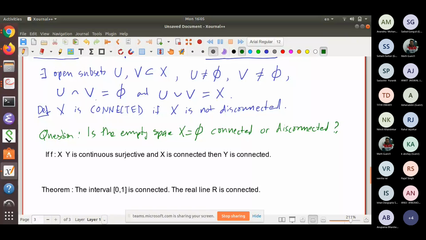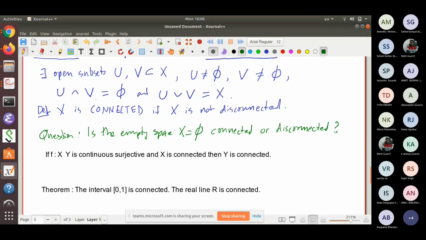Let's be democratic. Are there more votes for empty space connected or more votes for disconnected? Connected. It's connected. How do you vote? By just saying your opinion. Okay, connected for me then. So all voters say connected. What kind of democracy is it? Everybody has the same opinion.